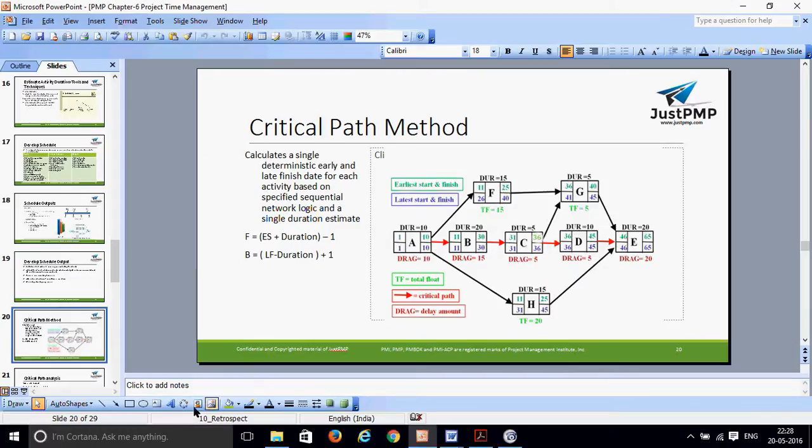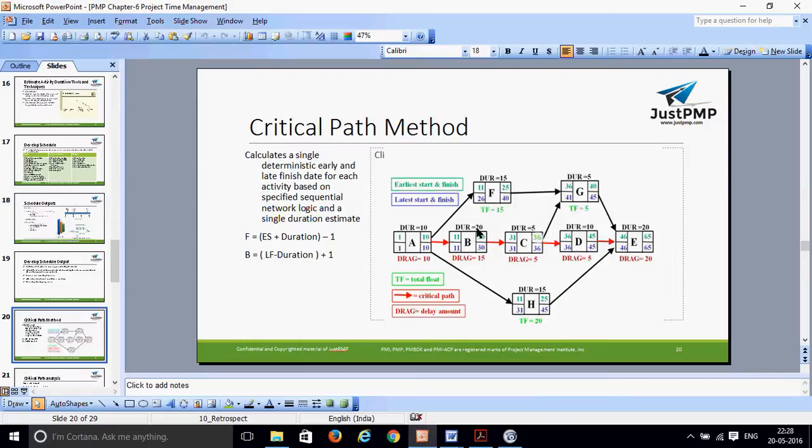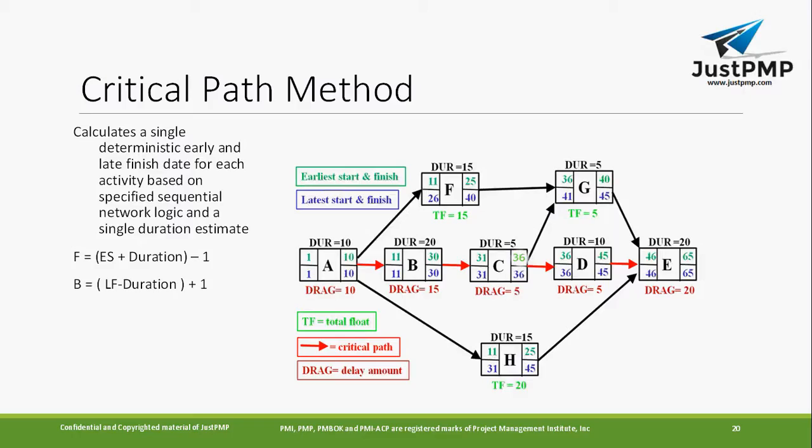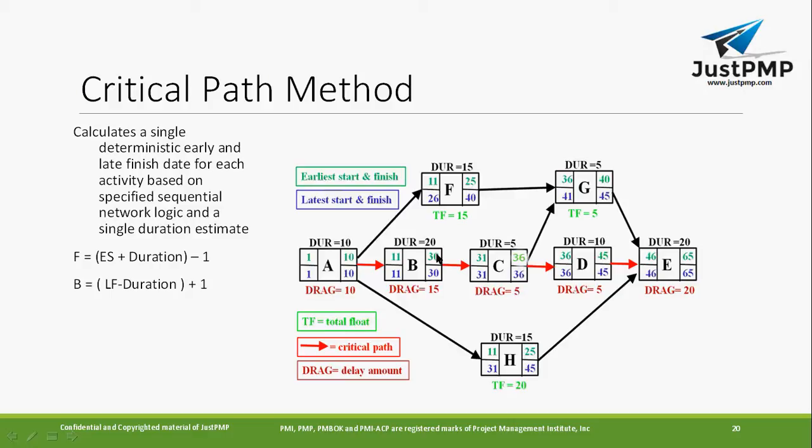So here, what I'm going to do, activity B. So see, activity B, when it gets completed, that's B, right? 11 plus 20 minus 1, that will become 30. That's why you will get an earliest finish date. Okay. The first one is called the earliest start date, and this one is called the earliest finish date.